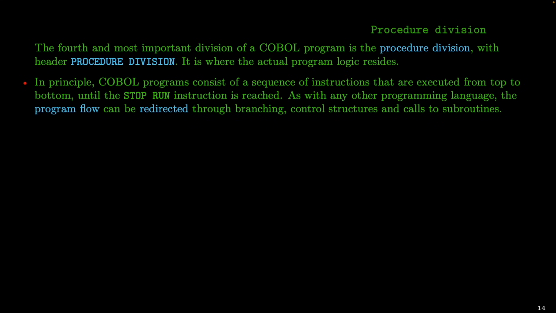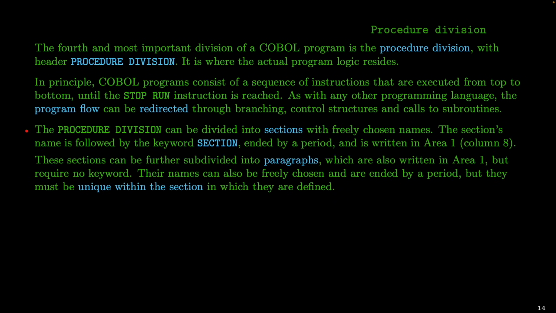What happens here is not too different from the programming languages you're used to. So we start at the beginning of the procedure division, and then a COBOL program is just a sequence of instructions that are executed from top to bottom until we reach a stop run instruction, and then the program stops, as you would expect. And you can redirect the program flow through branching or control structures such as if conditions or via calls to subroutines. So we will get into the details of that in a later video.